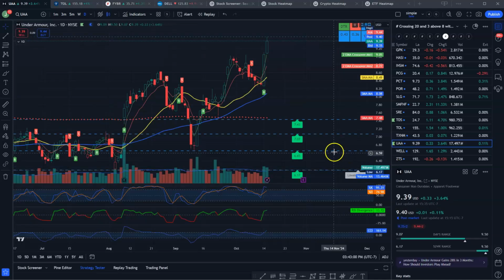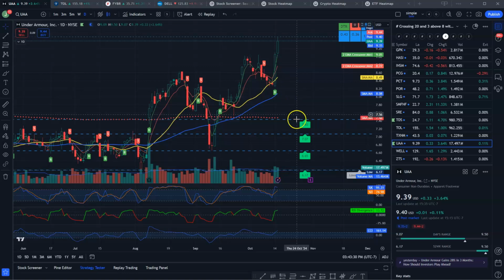UAA, which is Under Armour. Again, it crossed yesterday. Price went above the 20-day and the 3 and the 8 crossed. High volume, crosses up on the stochastics, RSI, and CCI. So it was a very good day today. It was up 33 cents, about 3.64%. We'll see what happens. This was a high today, a small wick. We'll see if this one continues.